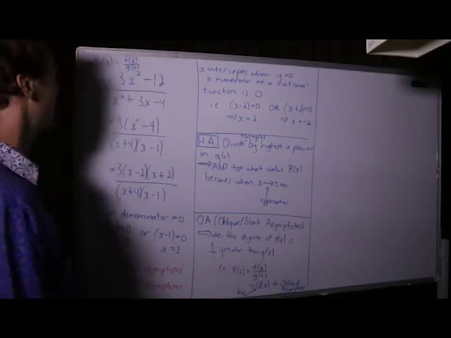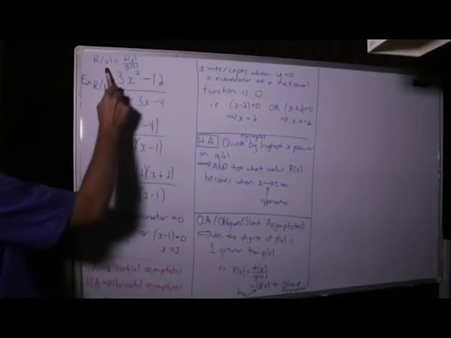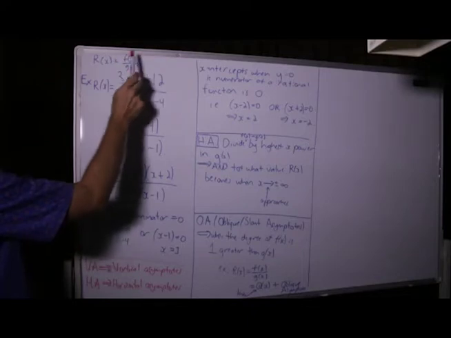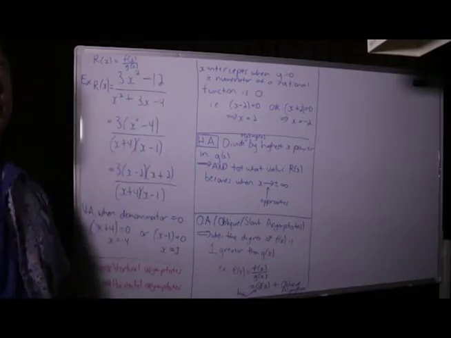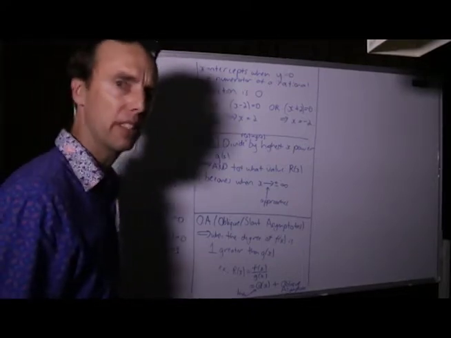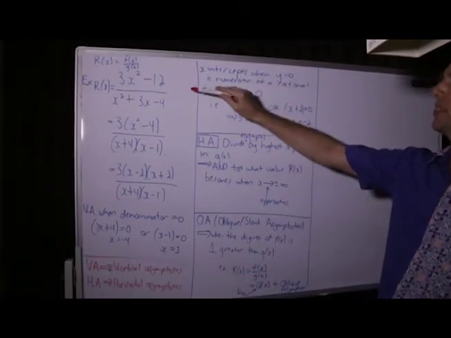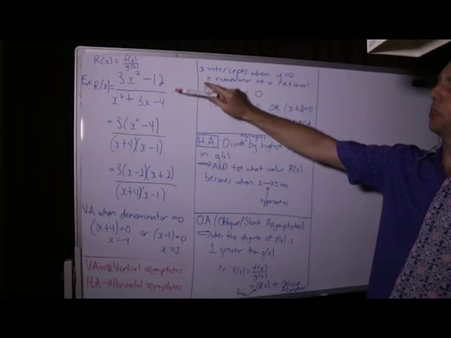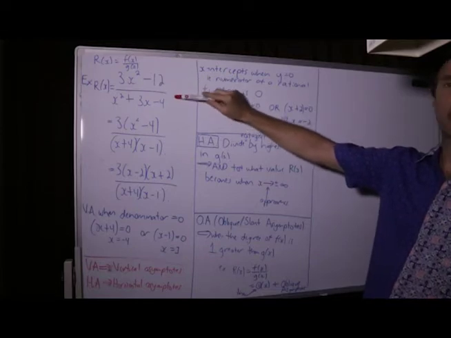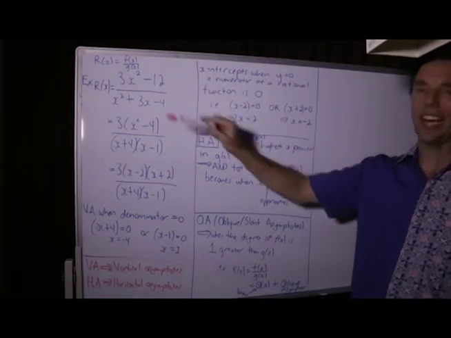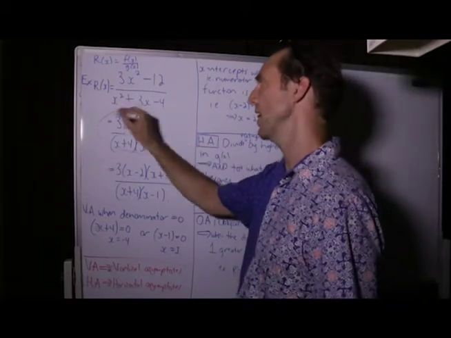Look at what we were doing yesterday. We've got the rational function r of x equals f of x divided by g of x. Hope you can see me. Basically, what we did was we divided 3x squared minus 12 by x squared plus 3x minus 4, and then we factorized it. This is what we factorized.